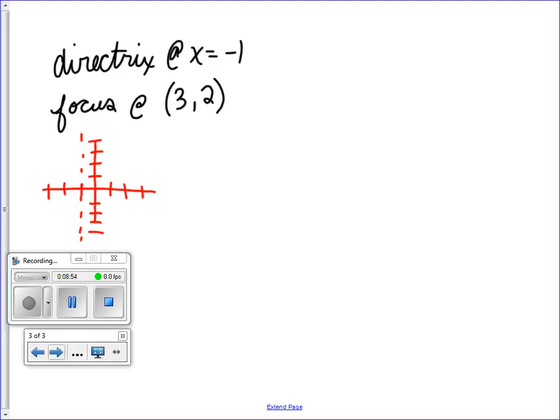And 3, 2 is right here. So my HK has to be somewhere between these two. Exactly between these two. Okay? And it has to be on this same line that focus is on. So 1, 2. 1, 2 is 2 units away here, and it's 2 units away here.